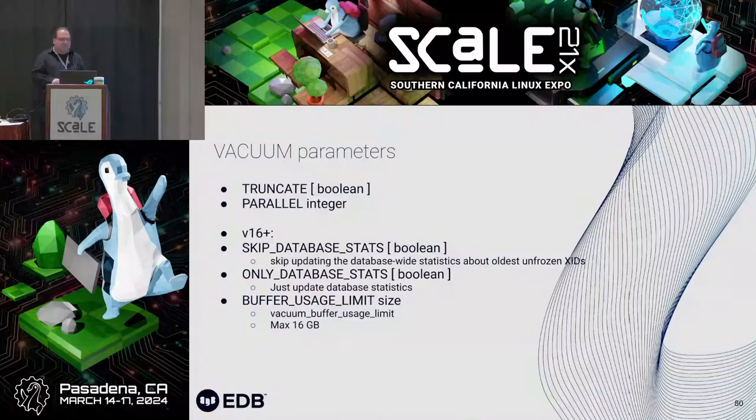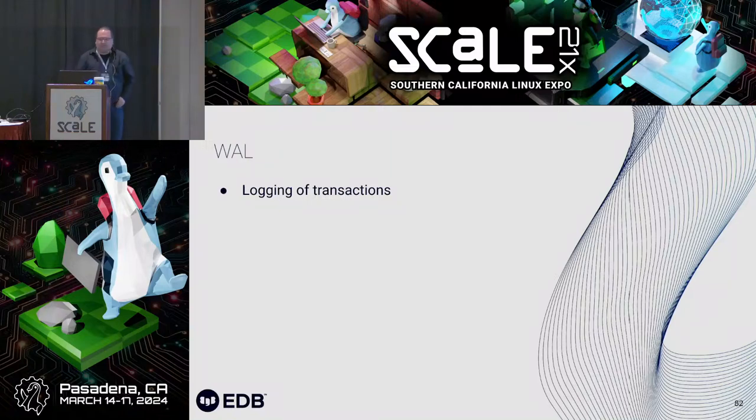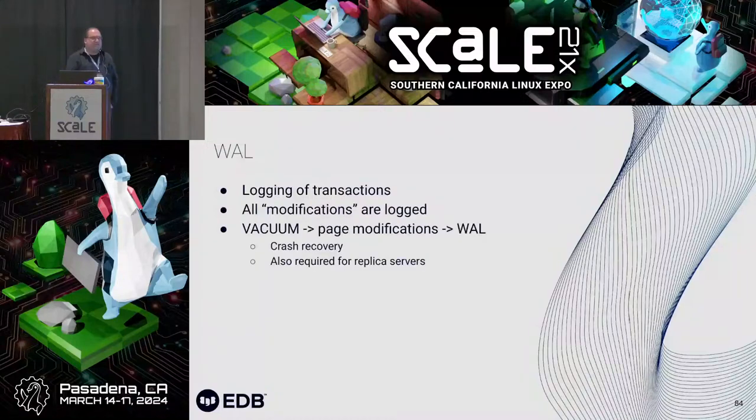And then you can also set the buffer usage limit, which is also set by the vacuum buffer usage limit in the PostgreSQL config file. So vacuum and WAL. If you are familiar with Postgres already, WAL is logging of transactions. It's called write ahead log. And all the modifications, the physical changes, are logged to the WAL files. So since vacuum does page modifications because it's doing some physical changes, especially in the second and third phase of the vacuum process, it's going to create some WAL I/O.